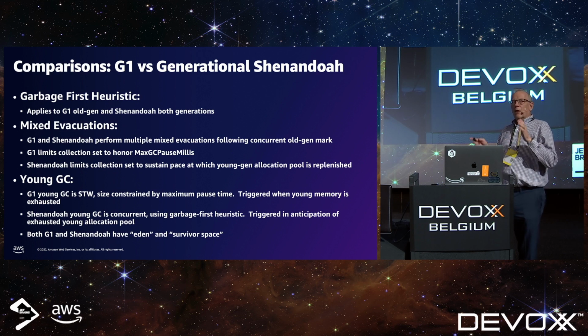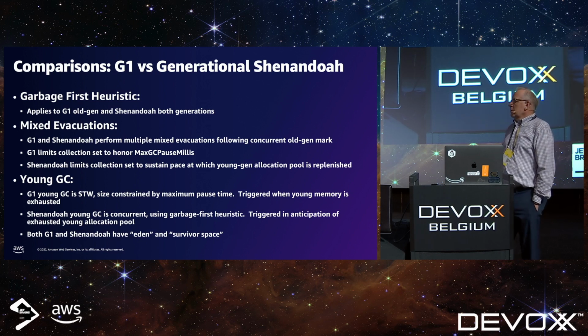We also limit the size of our mixed evacuation, but for a different reason. Remember, our mixed evacuation is concurrent, so we don't have a problem with creating too long of a pause, but we do want to make sure that we stay on pace. If we cause the mixed evacuation to take too long, that means the young gen collection will take too long, and it won't be able to replenish the free pool soon enough for the application to get its continued allocation needs. So we limit it so that we don't take too long with our mixed evacuation in concurrent time.